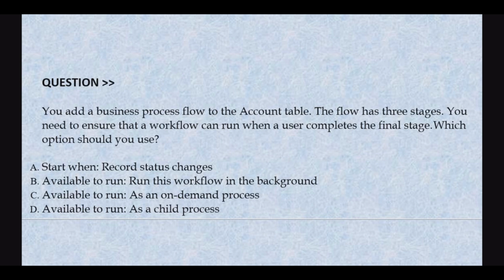Option A, start when record status changes. Option B, available to run, which runs a workflow in the background. Option C, available to run as an on-demand process. Option D, available to run as a child process. The correct answer is option C.